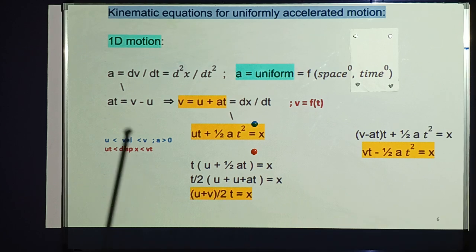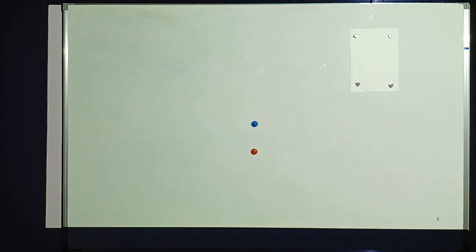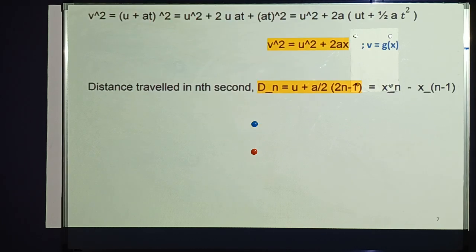Velocity at any time is given by this relation, v equal to u plus at. So as velocity is a function of time, it is also a function of displacement. That relation is v square equal to u square plus 2ax.